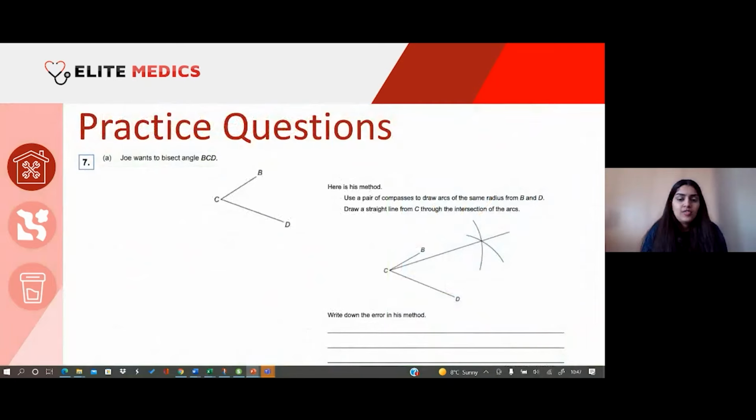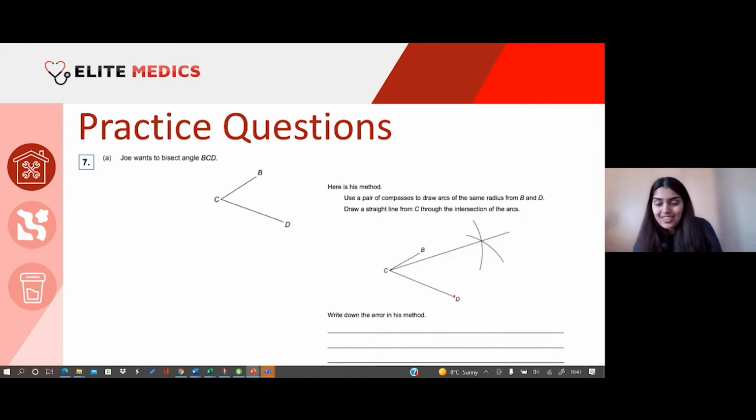Okay, so we've got another exam question. Joe wants to bisect angle BCD. Here is his method. He uses a pair of compasses to draw arcs of the same radius from B and D. So he takes a point at B and draws an arc of this sort, and then he goes to D, doesn't change the width of the compass, draws another arc, and draws a line through it. So we need to decide what is actually the error in his method.